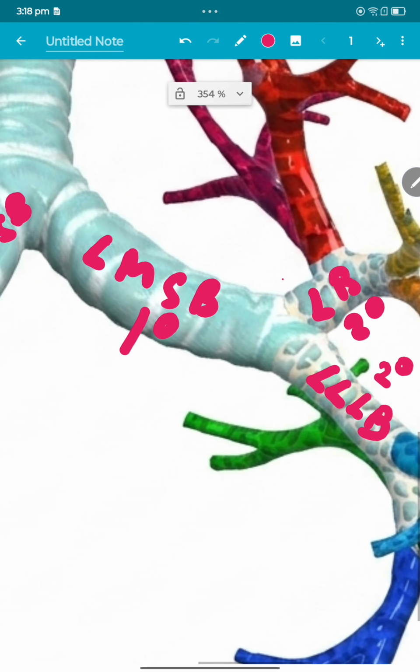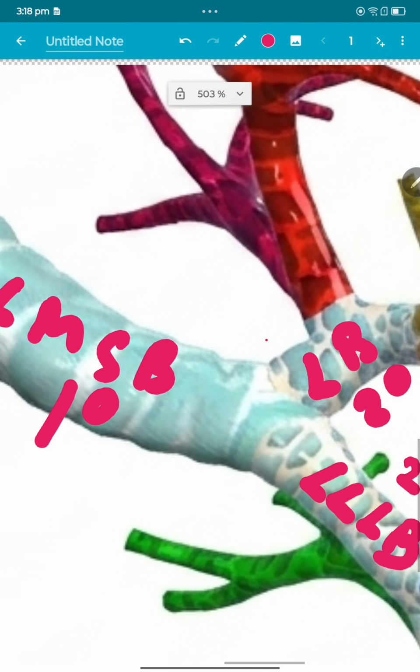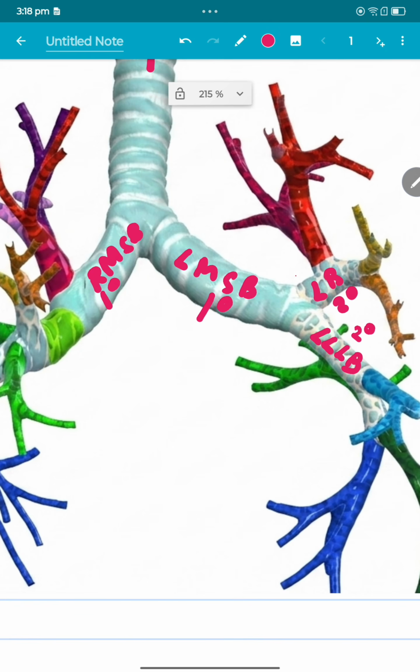After the lobar bronchi, we have the segmental bronchi. This is the apical segment of the left upper lobe. This is the posterior segment of the left upper lobe, and this is the anterior segment. The segmental bronchi are called the third generation bronchi.